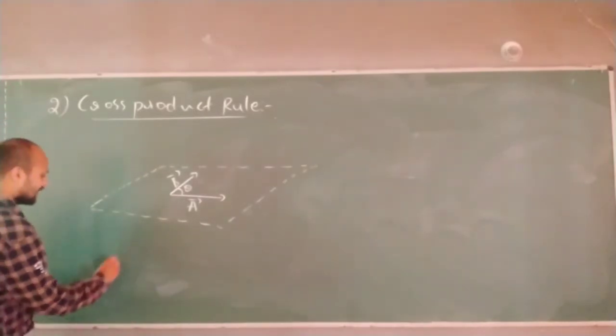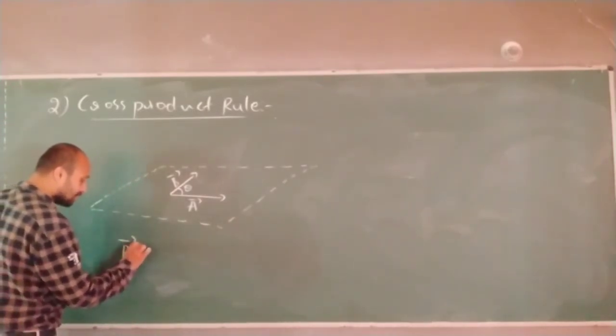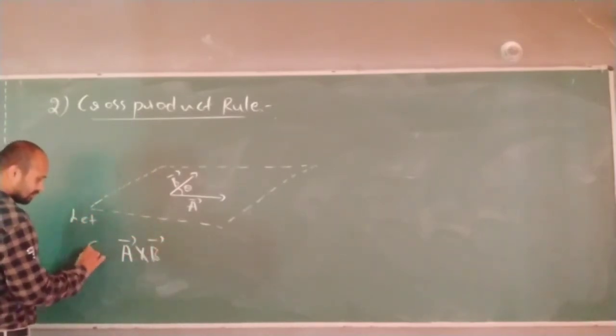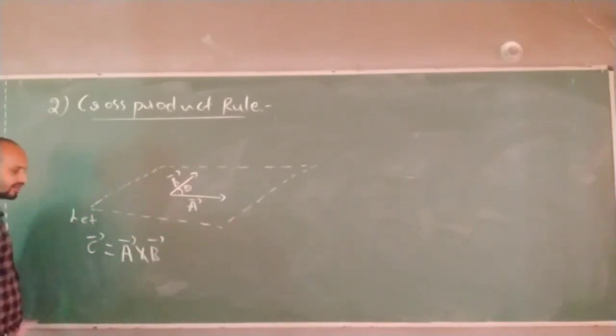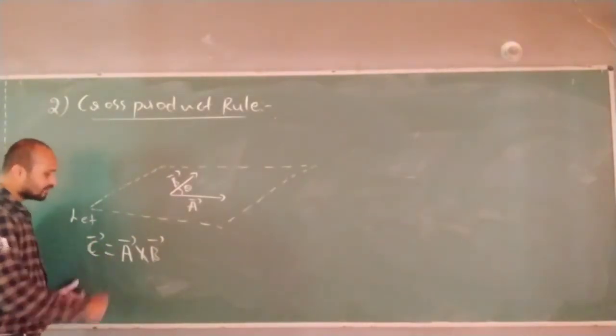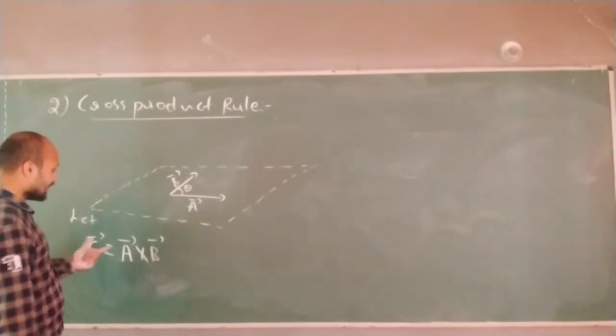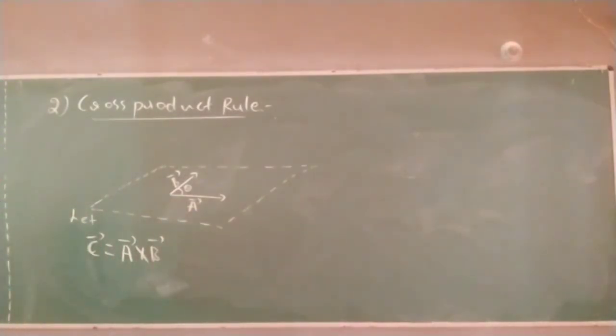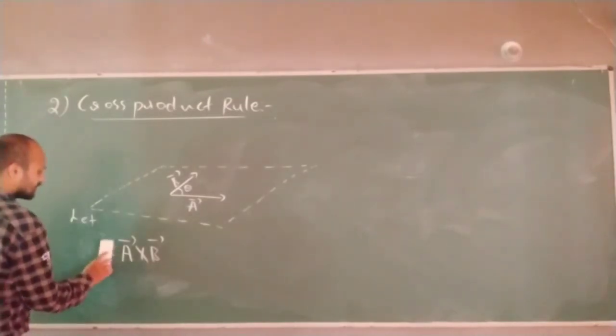So here, A cross B. Let vector C be equal to A cross B. So wherever I write A cross B, that means that is vector C. Correct now?